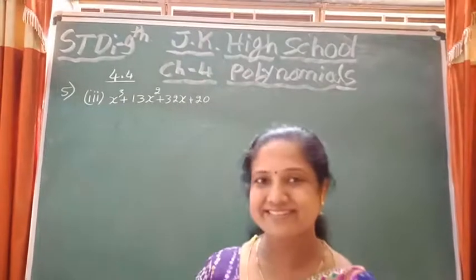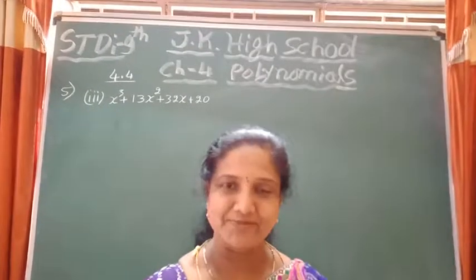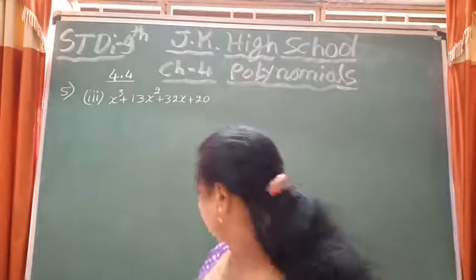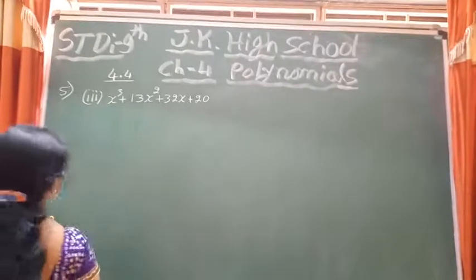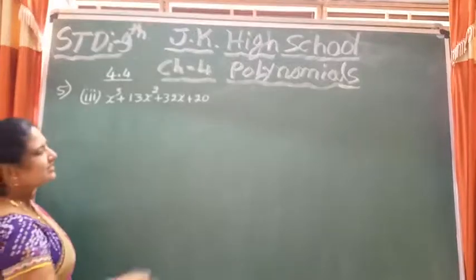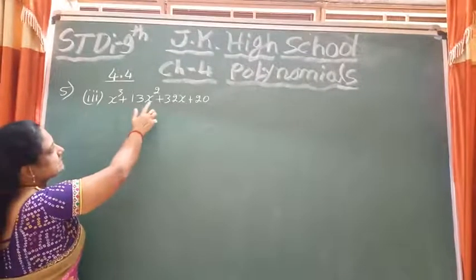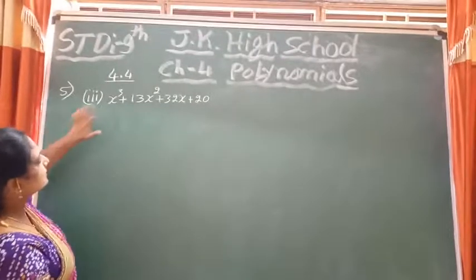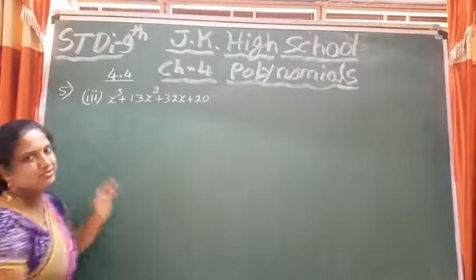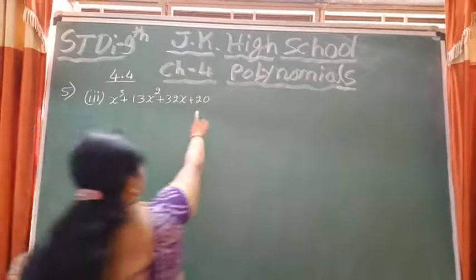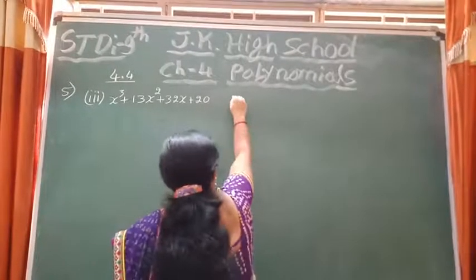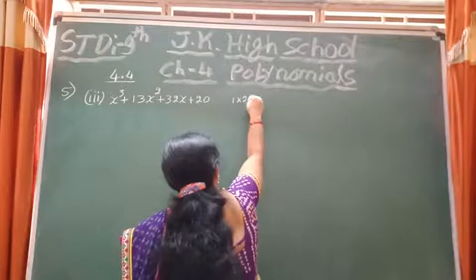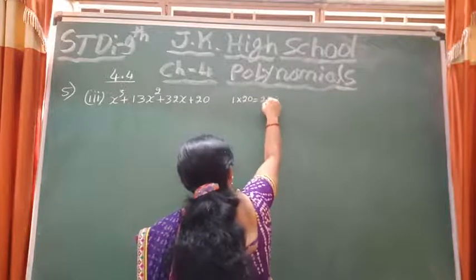Hello children, I am going to continue chapter 4, polynomials. Fifth main, third question. You observe now: they give x cube plus 13x square plus 32x plus 20. Here no number means it is understood 1 is there. Here 20. You multiply 1 into 20, then this is equal to 20.